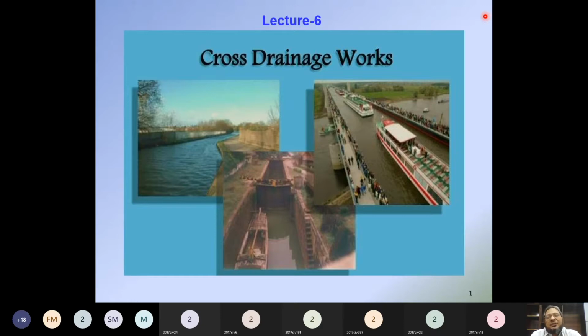Our sixth chapter is cross drainage works, or cross drainage structures. When we say this term, cross drainage structures or cross drainage works, what comes to your mind? Siphon? Culverts? Okay. Which subject are we studying now? Irrigation engineering.